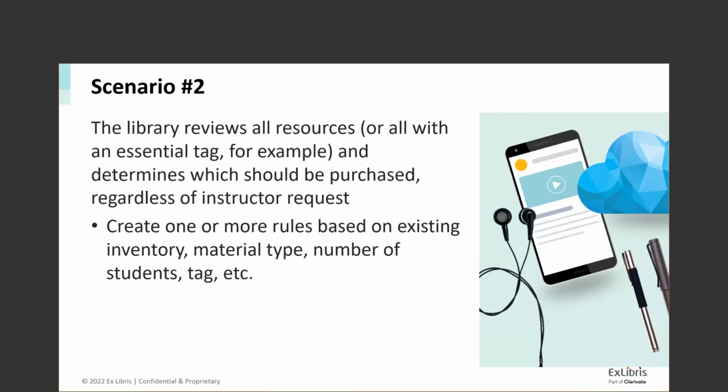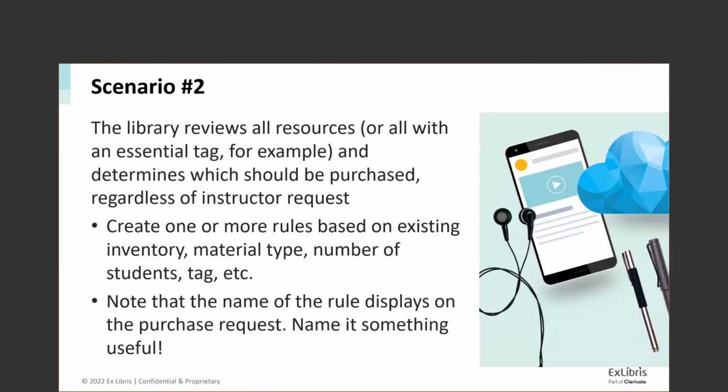You can also add in additional details as well. You don't have to do this, but there are additional options. You can do it based on material type. You can have rules based on the number of students who are enrolled in the course. You could say, if we don't have something available electronically and it's a book and it's been tagged as essential, then that's something that we want to purchase. So in this case, it's not the instructor who's telling you what to purchase. It's the instructor who is telling you what they need in their course, and then you're taking your own policies and attaching them to that.